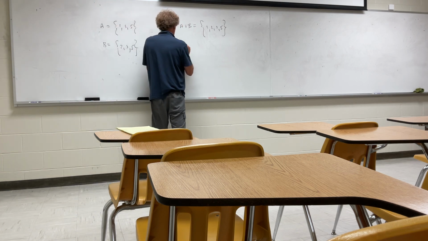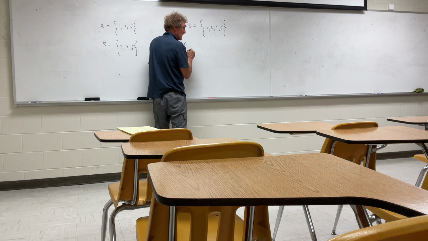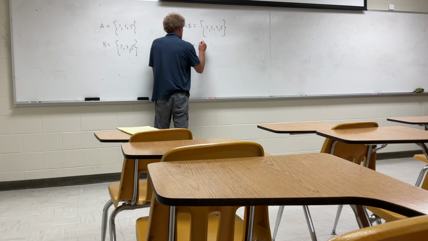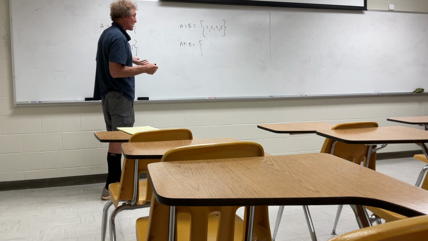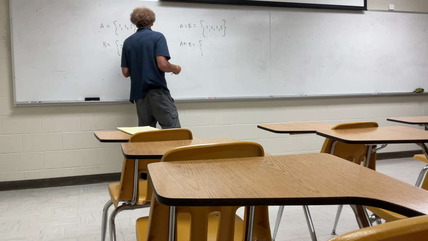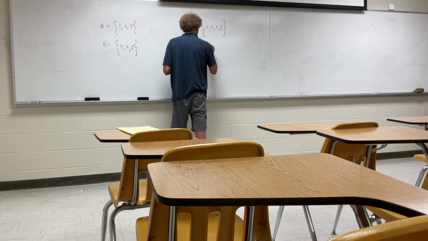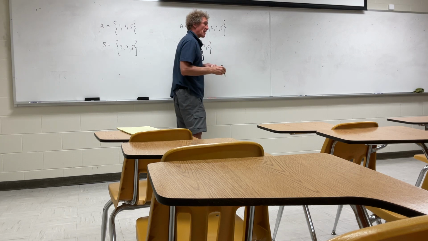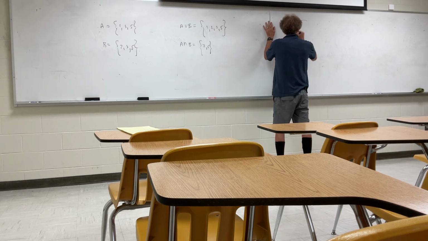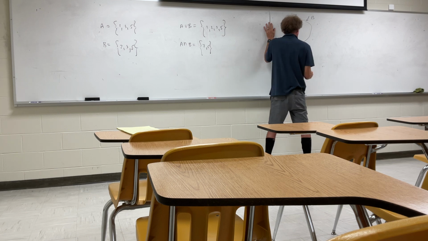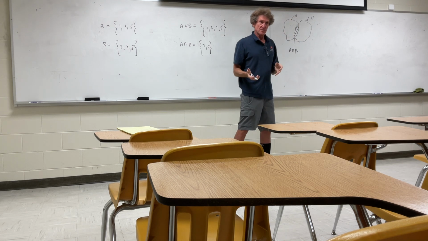Then if I have A intersect B, it's the common elements, correct? And if you look at this, what are they? 3, 5. Just 3 and 5. Now, if you visualize this as A and B, this is visualized as A intersect B, right? I'm trying to show you this visual.